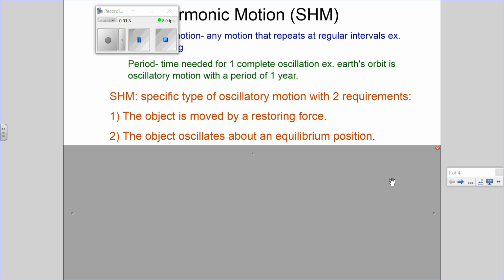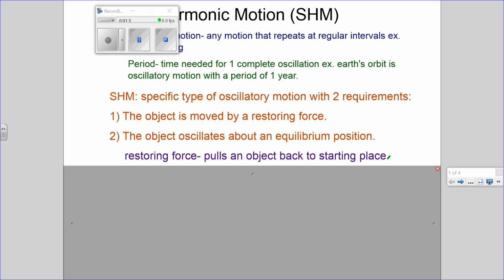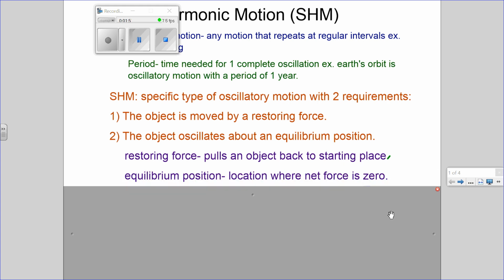And so let's define restoring force. Restoring force is the force that pulls an object back to its starting place. So if that force pulls it back to where it started, and it keeps on pulling it back to where it's starting, then it's a restoring force. Now we have a special name for that starting place. That starting place is its equilibrium position. And at that equilibrium position, that is the location where the net force is zero. In other words, if there's a force, they're balanced. So you're not going to have some kind of unbalanced force there.